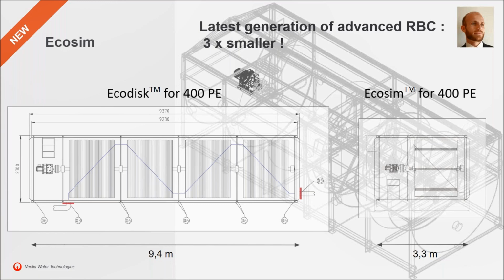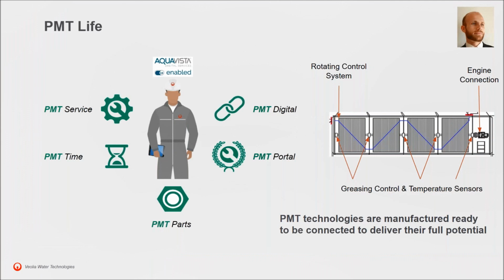And now, I would like to present to you TNT Life. As mentioned, all our units are manufactured ready to be connected to allow a remote follow-up of the critical parameters: the motor, the greasing, the roller bearing temperatures, the shaft rotation. The connection to the Aquavista platform means full access to our service teams, which can access remotely and instantly the parameters of the machine and assess the behavior and the condition of the EcoDisc or the EcoSim to guarantee the longest possible life of the investment.